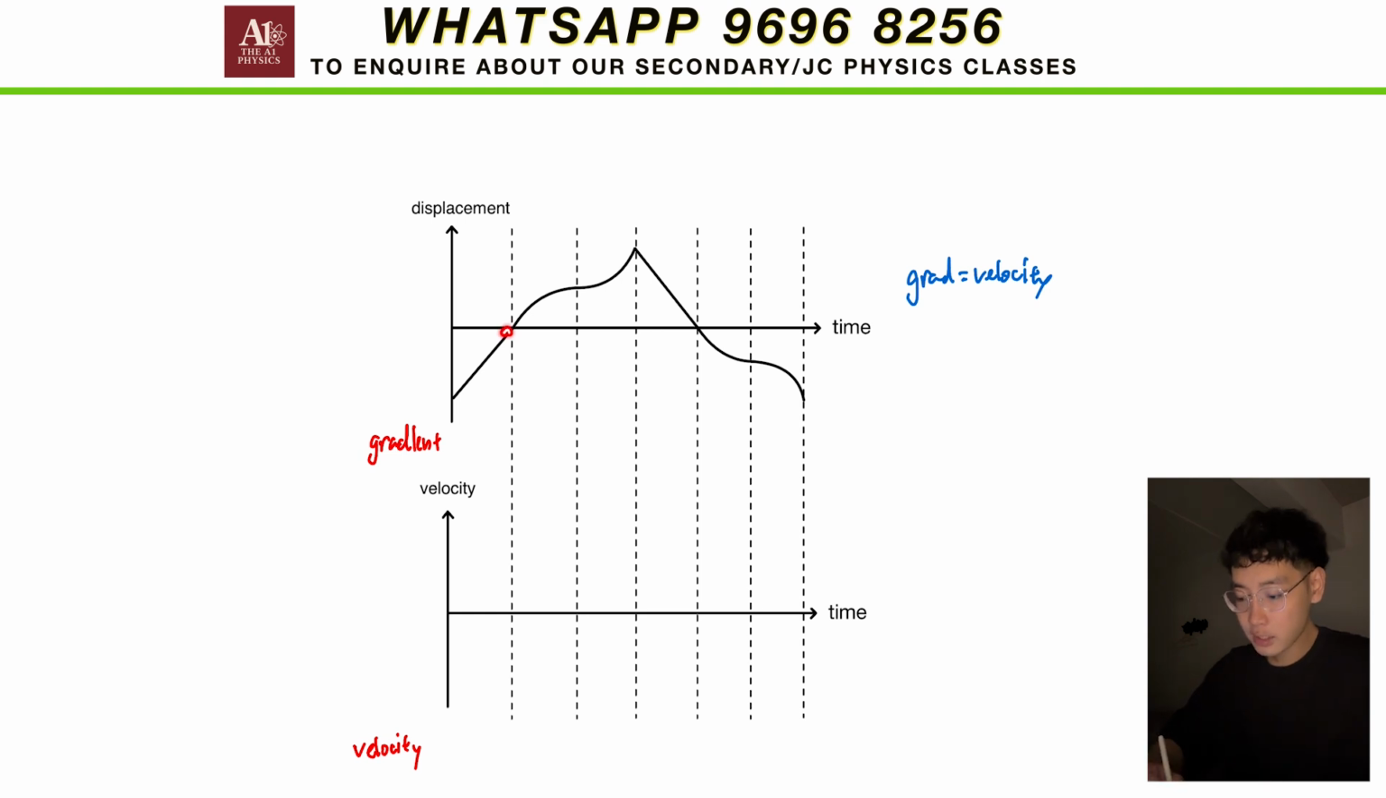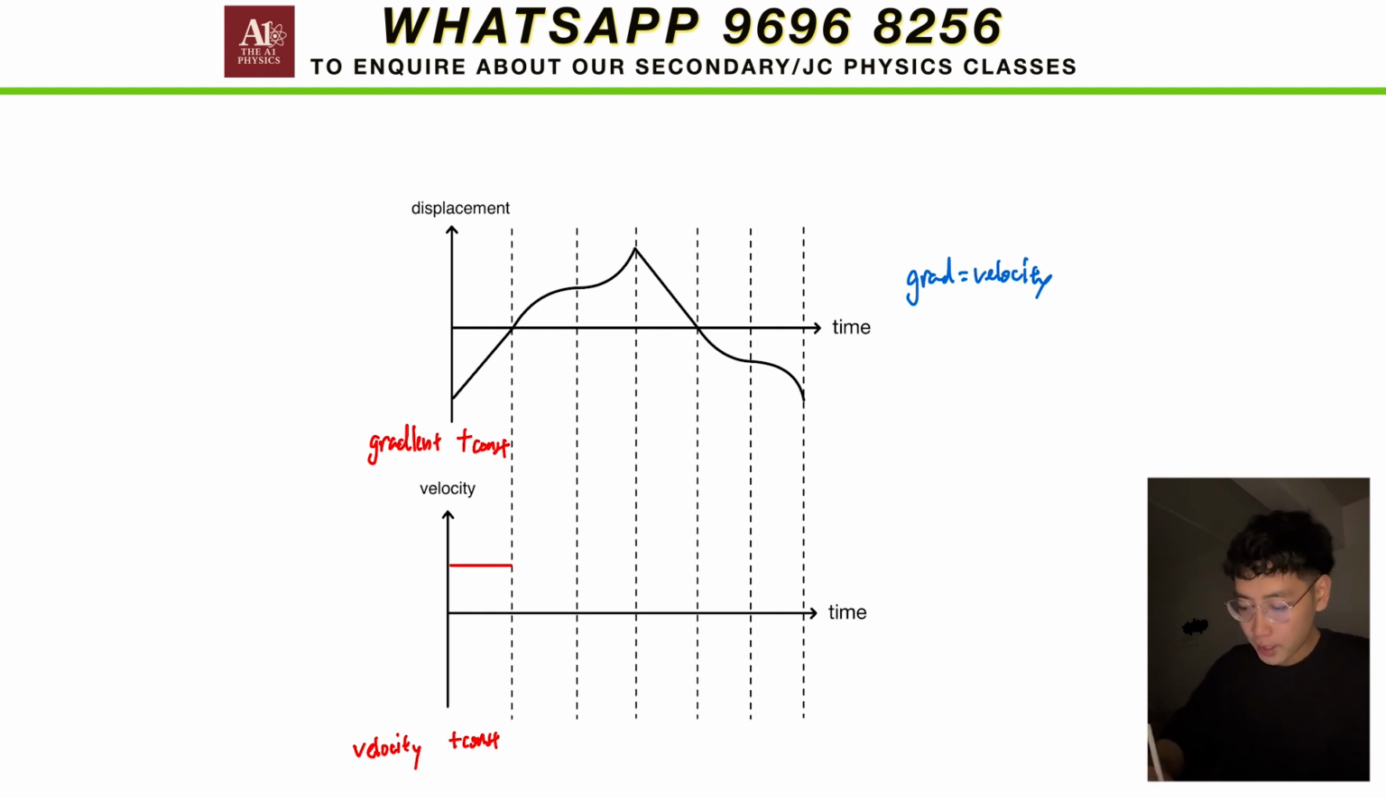Over here, the slope of the graph is positive. It's positive and it's also constant, right? Positive because it's sloping upwards, and constant because it's a straight line. So my velocity for the first part must also be positive and constant, right? Since the gradient equals to the velocity. So my velocity will just be like this, right? It's positive, it's above the x-axis, and it's also constant. Means that as time passes, the velocity remains the same. Okay, let's look at the next part.